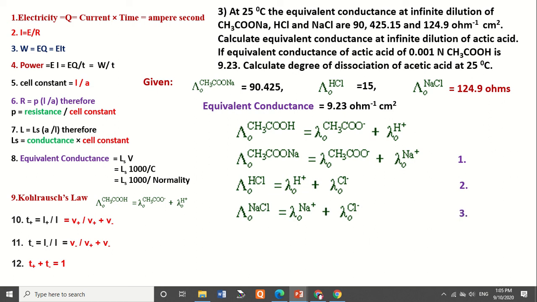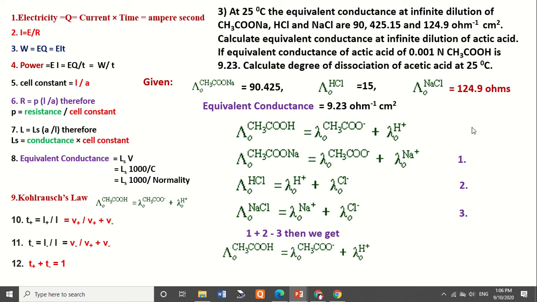Friends, but I want the equivalent conductance of acetic acid at infinite dilution. Therefore, CH3COO minus plus H plus. Therefore, arrange the equations to give the value of CH3COO minus plus H plus, and to give the total equivalent conductance of acetic acid at infinite dilution. Therefore, equation number 1 plus equation number 2 minus equation number 3 gives the equivalent conductance of acetic acid, equal to the equivalent conductance of CH3COO minus plus H plus. But what is the value of equation number 1, that is CH3COONa? The value is given as 90. For equation number 2, the value of HCl is given, that is 425.15. And for equation number 3, the value of NaCl is given, that is 124.9.